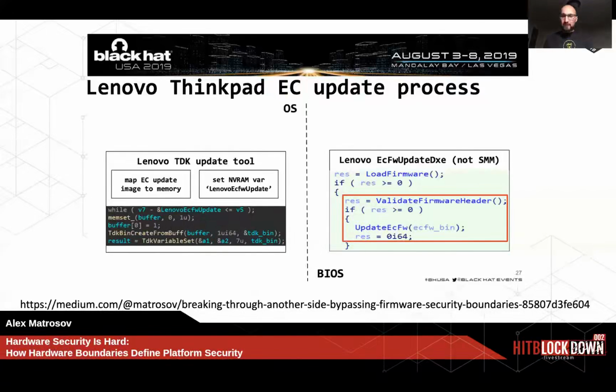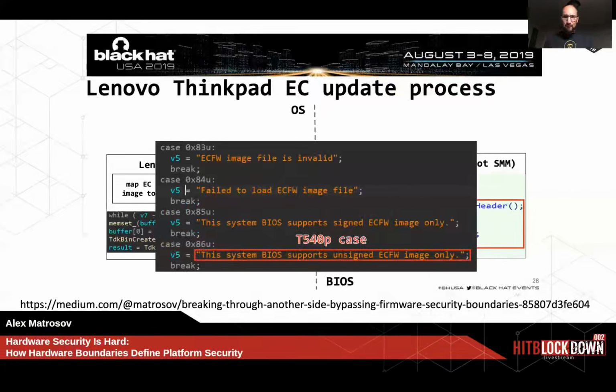EC firmware. If you look at this code, it is an obvious race condition, a time-of-check to time-of-use attack, right? So if you look at the T540p case, it is even more: it just updates the embedded controller with an unsigned binary. What does that mean? Even if the binary has been signed by Lenovo, this model doesn't check any signatures. So you can modify any embedded controller binary and just flash it.